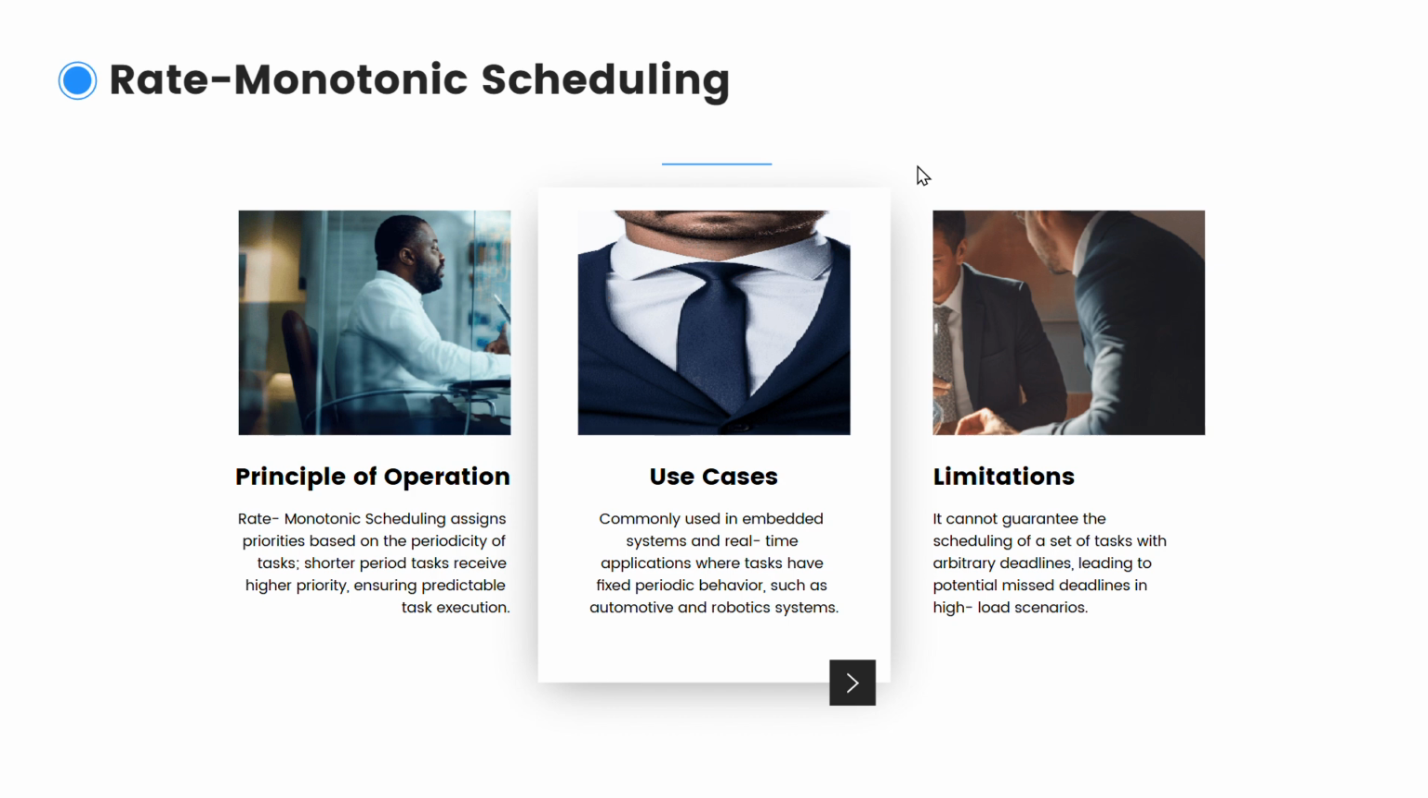Rate monotonic scheduling. Principle of operation: rate monotonic scheduling assigns priorities based on the periodicity of tasks. Shorter period tasks receive higher priority, ensuring predictable task execution. Use cases: commonly used in embedded systems and real-time applications where tasks have fixed periodic behavior, such as automotive and robotic systems. Limitations: it cannot guarantee the scheduling of a set of tasks with arbitrary deadlines, leading to potential missed deadlines in high load scenarios.